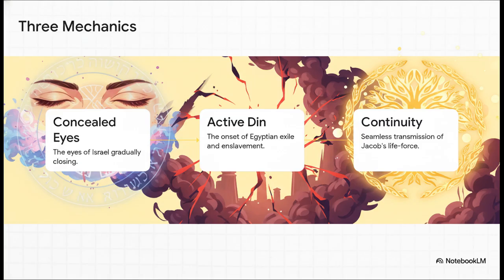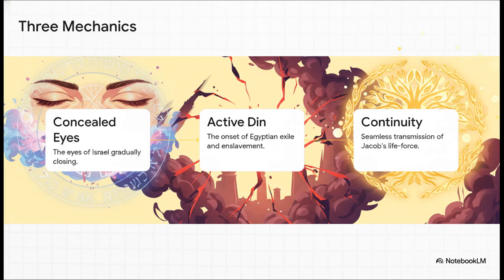First up is the concealment of vision. The eyes and hearts of the people of Israel are literally and spiritually gradually closing as Jacob departs. They're losing that direct line of sight. Right. And second is the activation of din, which means harsh judgment. This is the official, unavoidable onset of the Egyptian exile and those brutal cycles of enslavement. The text physically closes in on them, visually mirroring how the reality of exile is closing in around them.